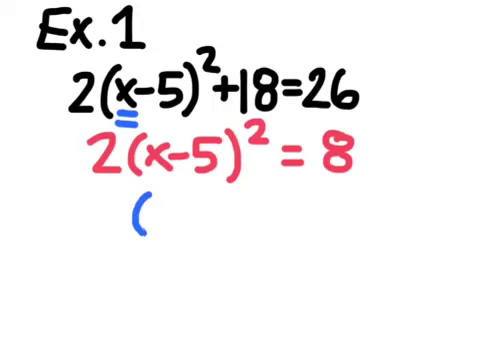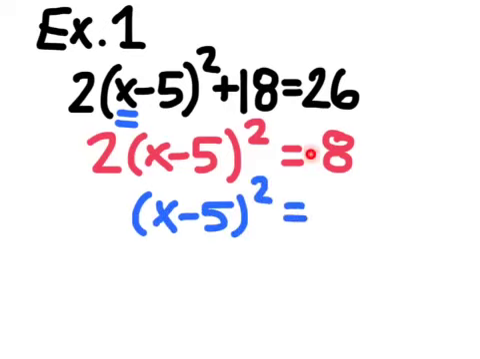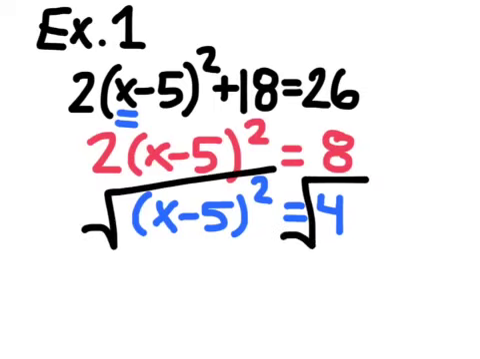And when we do that, the 2 that was in front of the parentheses now goes away. So we just have (x minus 5) squared equals, we also have to divide the 8 by 2, and 8 divided by 2 is 4. And so next we have to undo the squaring, and the way we undo squaring is by square rooting on both sides. So we can take the square root of both sides.